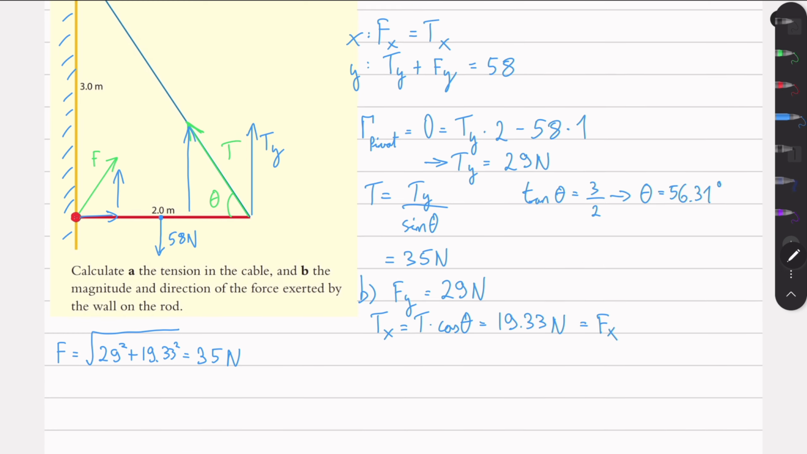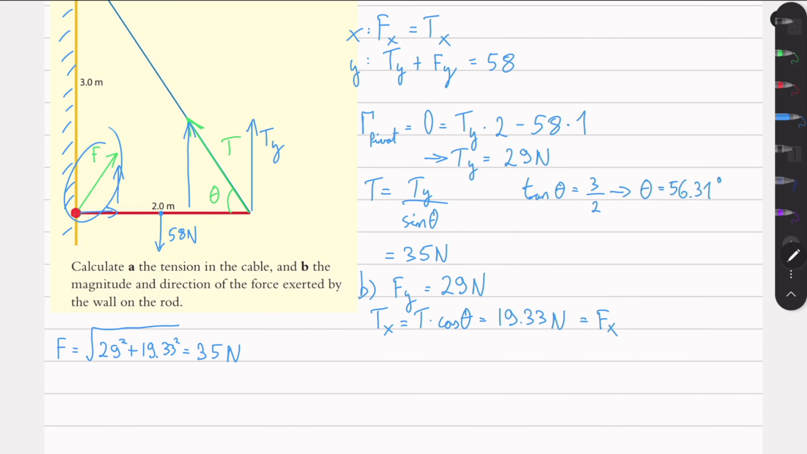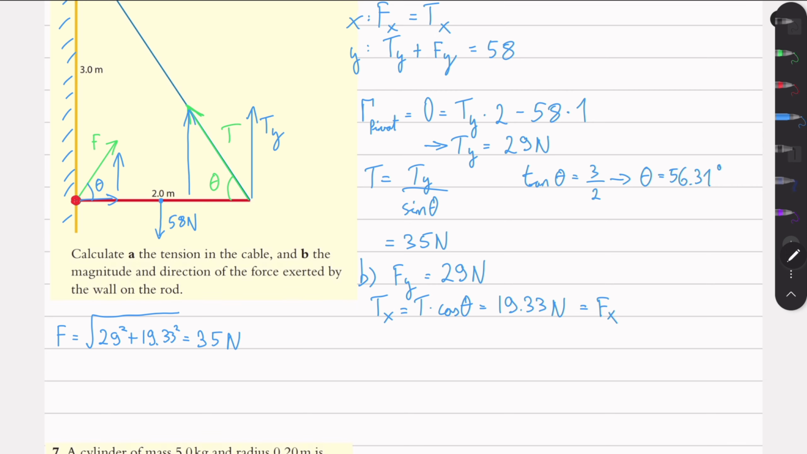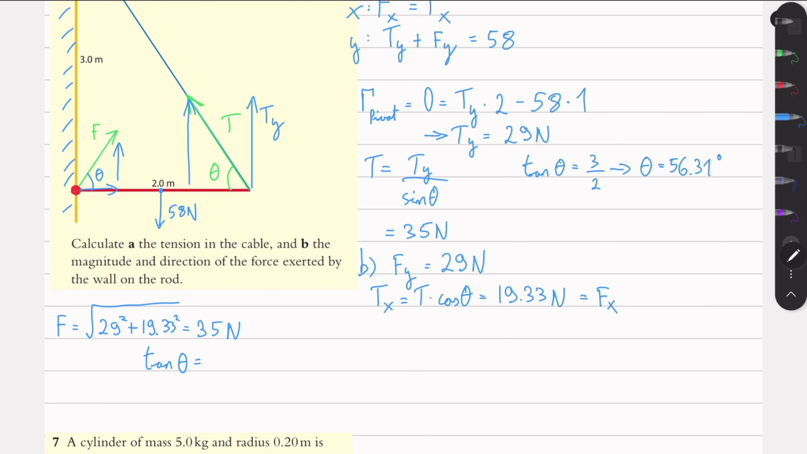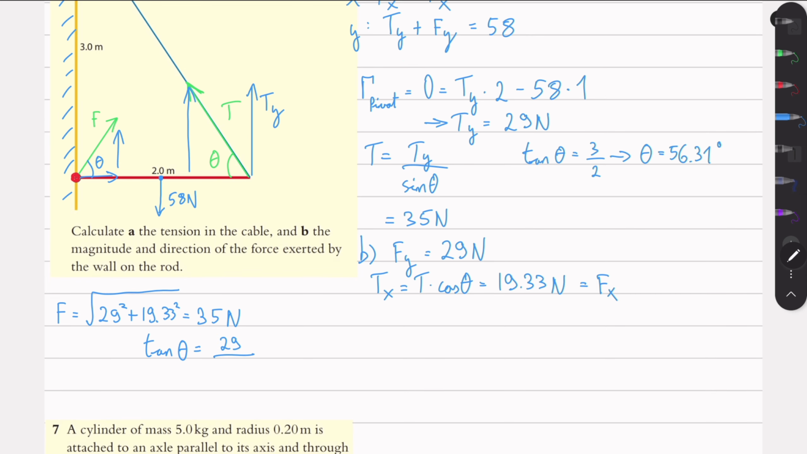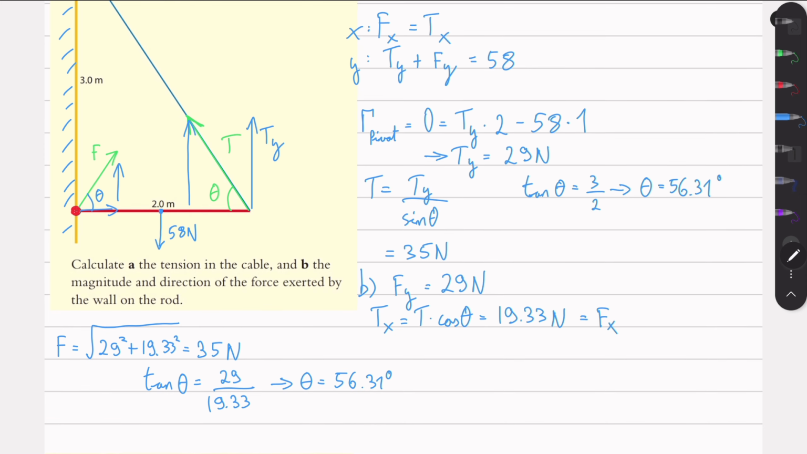So what we see is that indeed this force is going to be equal in magnitude to this force. So it is split equally, which means that the angle here is also going to be theta, 56 degrees. However, if you don't notice this, you can simply write up the equation for this small force diagram: the tangent of theta is equal to the opposite, the y component, over the x component. And from this you will also find that theta is 56.31 degrees, just like for the other angle here.